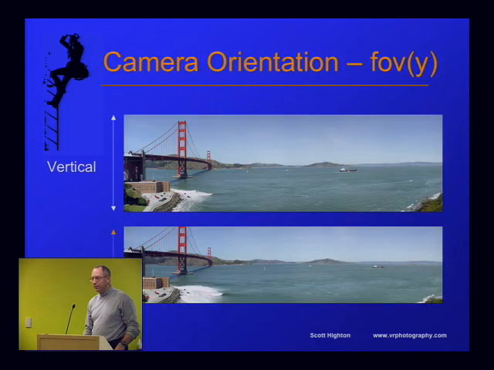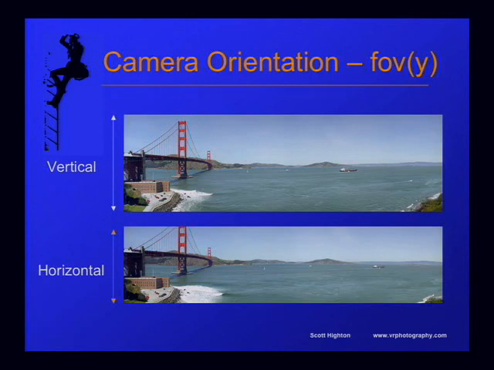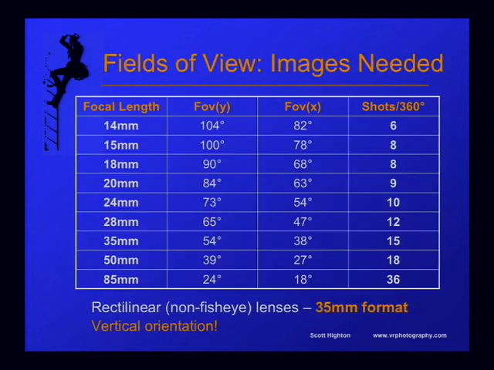This is why. The top panorama there is shot with an old Nikon Coolpix camera, which doesn't have a very wide lens, and it's shot in vertical orientation. I can see the tops of things, like the Golden Gate Bridge, things that might be important. If I shoot horizontally, I get the bottom result, because my vertical field of view has now been reduced to the horizontal dimension that way.